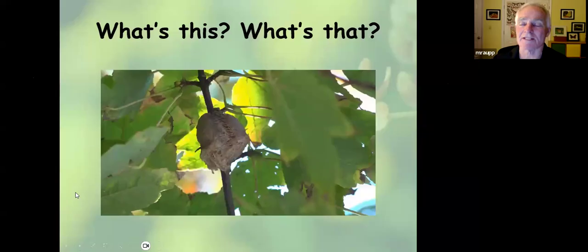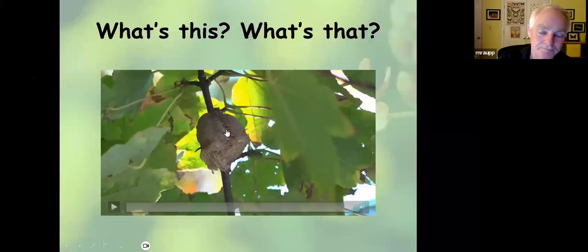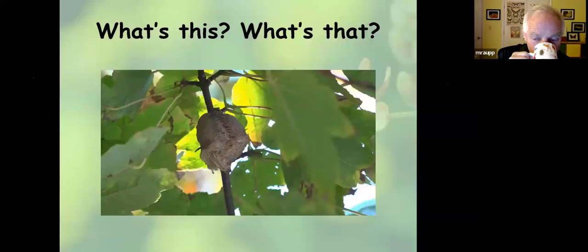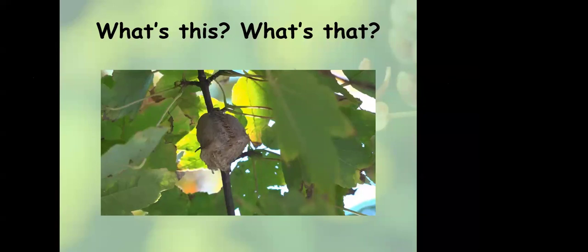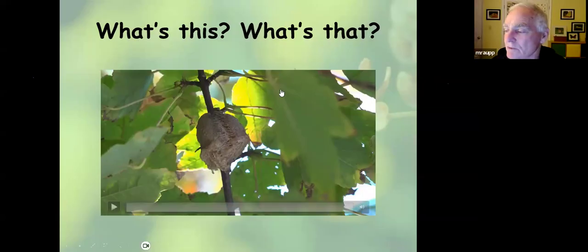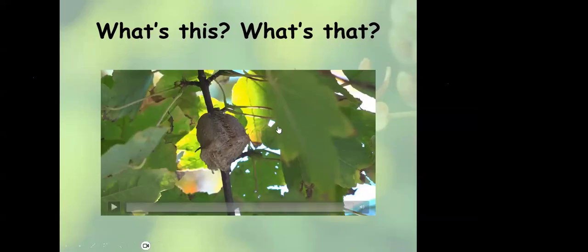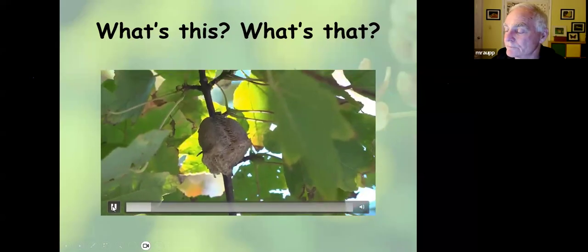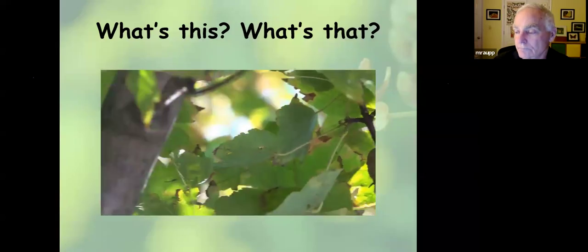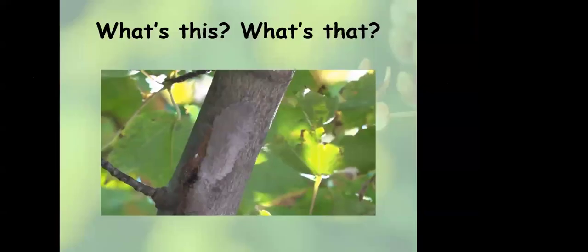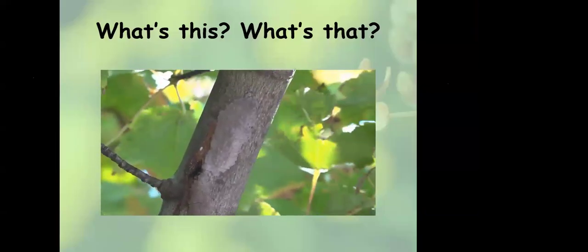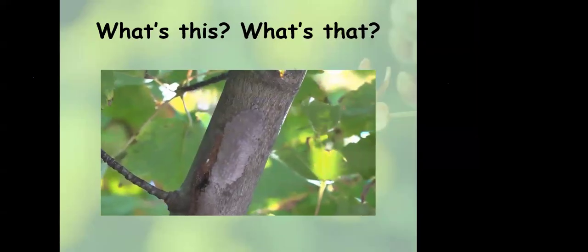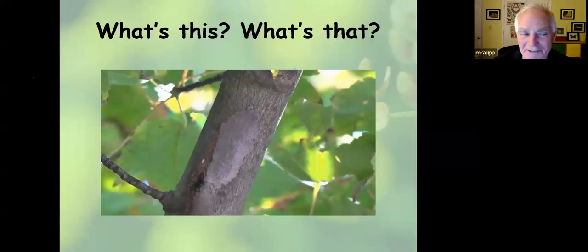Let's play what's this, what's that. Can anybody tell me what this is? It looks like a mantis egg case. Yeah. Very good. Which one? Chinese or Carolina? It looks like Chinese. Chinese. Very good. Okay, then what's that? Whoa. I can't see it. It's a spotted lanternfly egg case, exactly right.